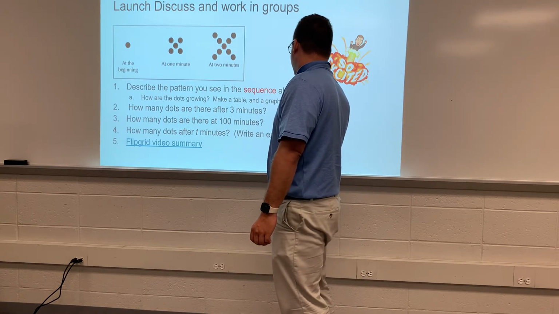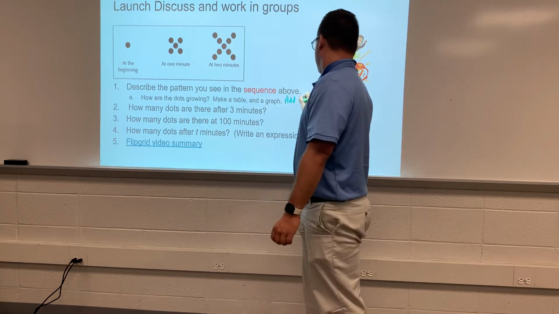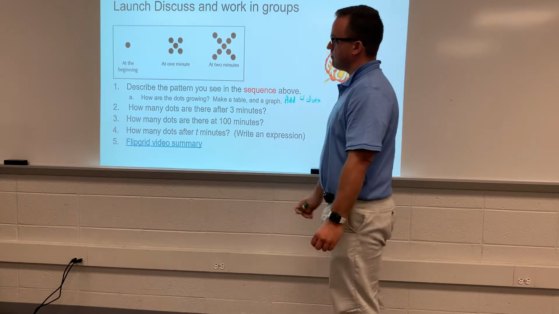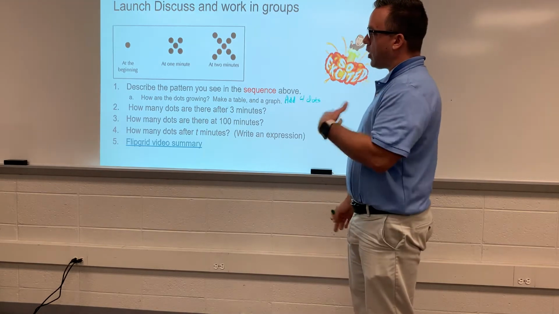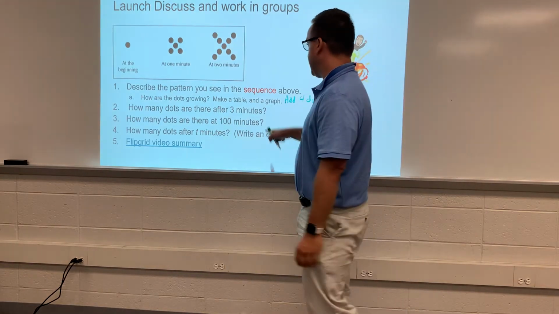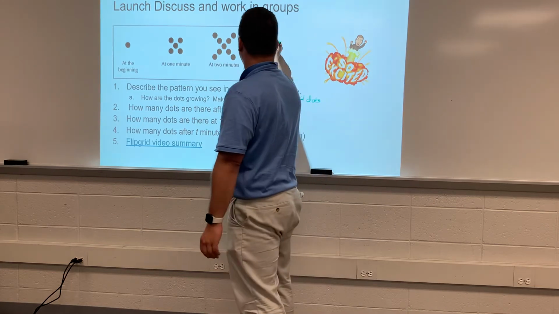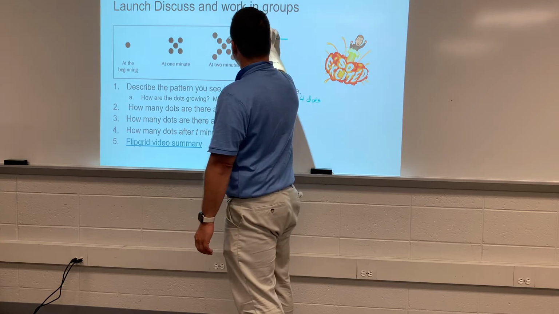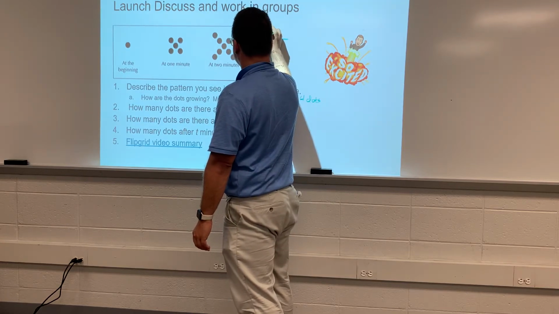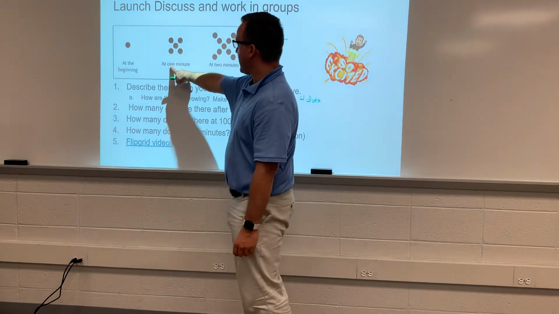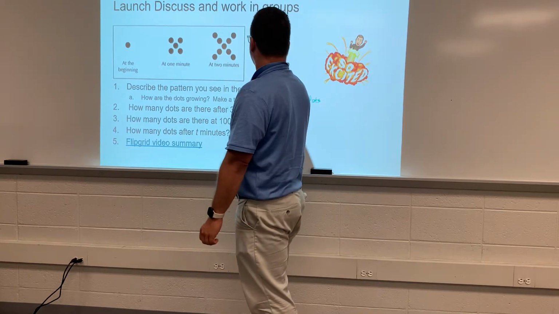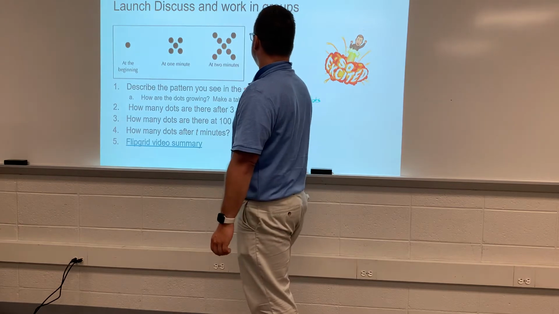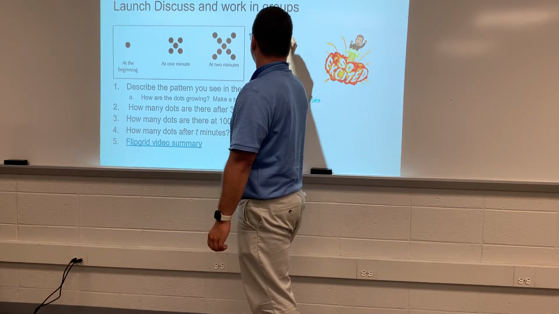So I'm just gonna put add four dots. Now, what I'm gonna do is make a table like they said, and I'm just gonna put that up here. And I'm gonna write down the term. Now, if this is after 1 minute, put 1 minute here. This is at the beginning. I'm gonna put at 0 minutes and then 2 minutes.